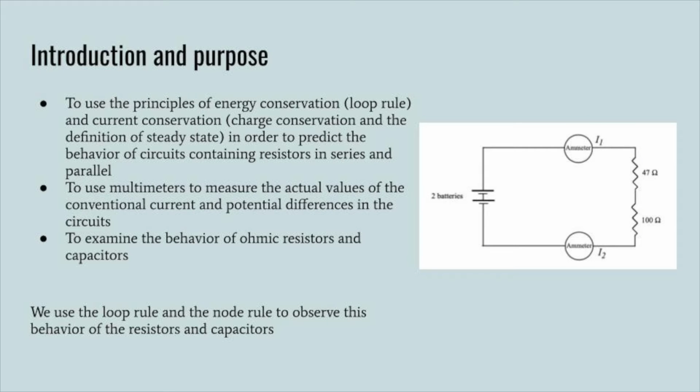The purpose of this lab was to use the principles of energy conservation, which relates to the loop rule, and current conservation, which involves the charge conservation and definition of steady state, in order to predict the behavior of circuits containing resistors in series and parallel. Another goal is to use multimeters to measure the actual values of the conventional current and potential differences in the circuits, and to examine the behavior of ohmic resistors and capacitors. We use the loop rule and the node rule to observe this behavior of the resistors and capacitors.